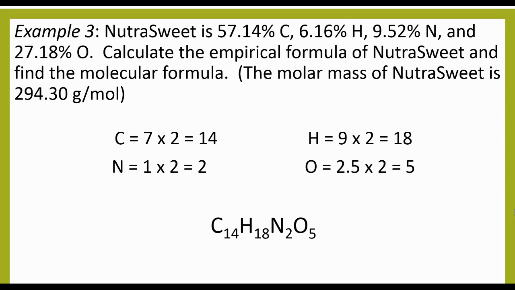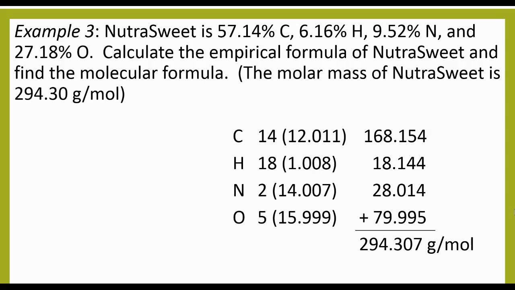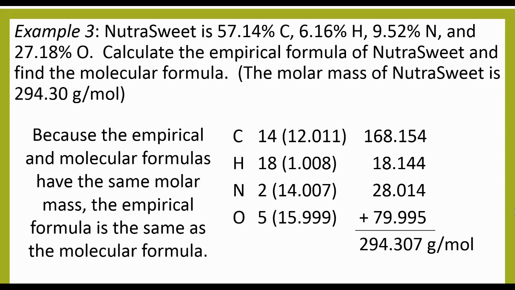Now I want to find the molecular formula. I know the molar mass of my compound overall. Now I need to find the molar mass of my empirical formula. So I calculate that out: 14 times the mass of carbon, 18 times the mass of hydrogen, 2 times the mass of nitrogen, and 5 times the mass of oxygen. Remember, your numbers might differ slightly depending upon what periodic table you use, but you should end up with a value pretty close to 294.3 grams per mole. That's pretty much exactly the molar mass of our whole compound. So in this case, our molecular and our empirical formulas are the same.